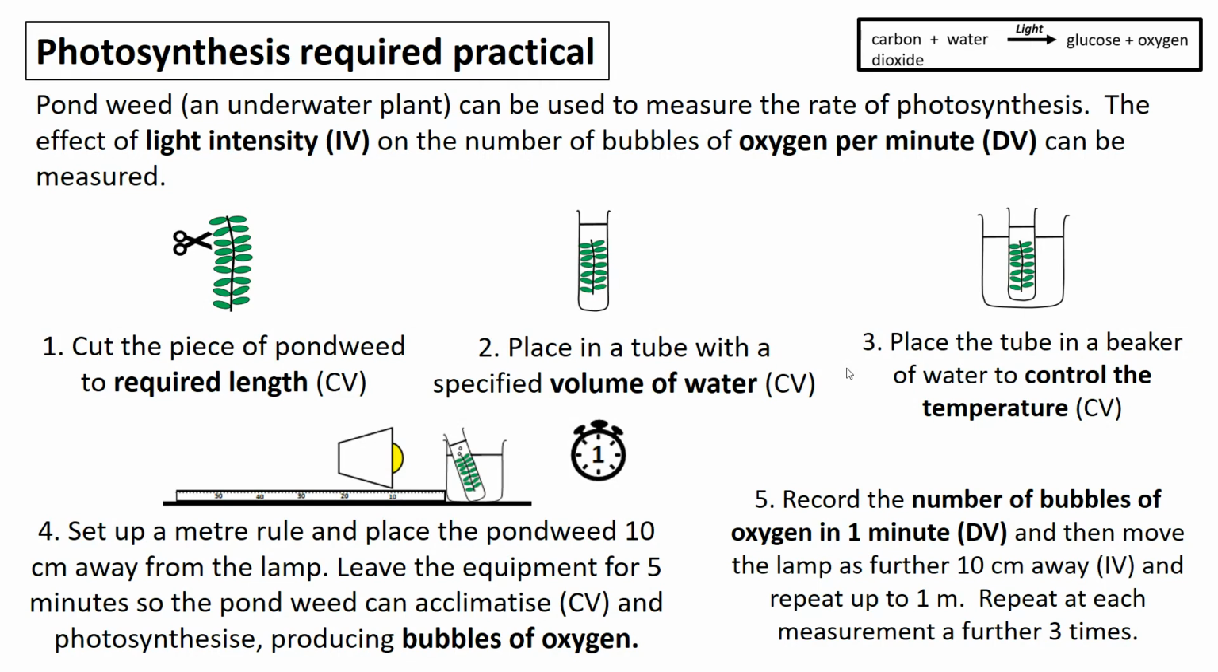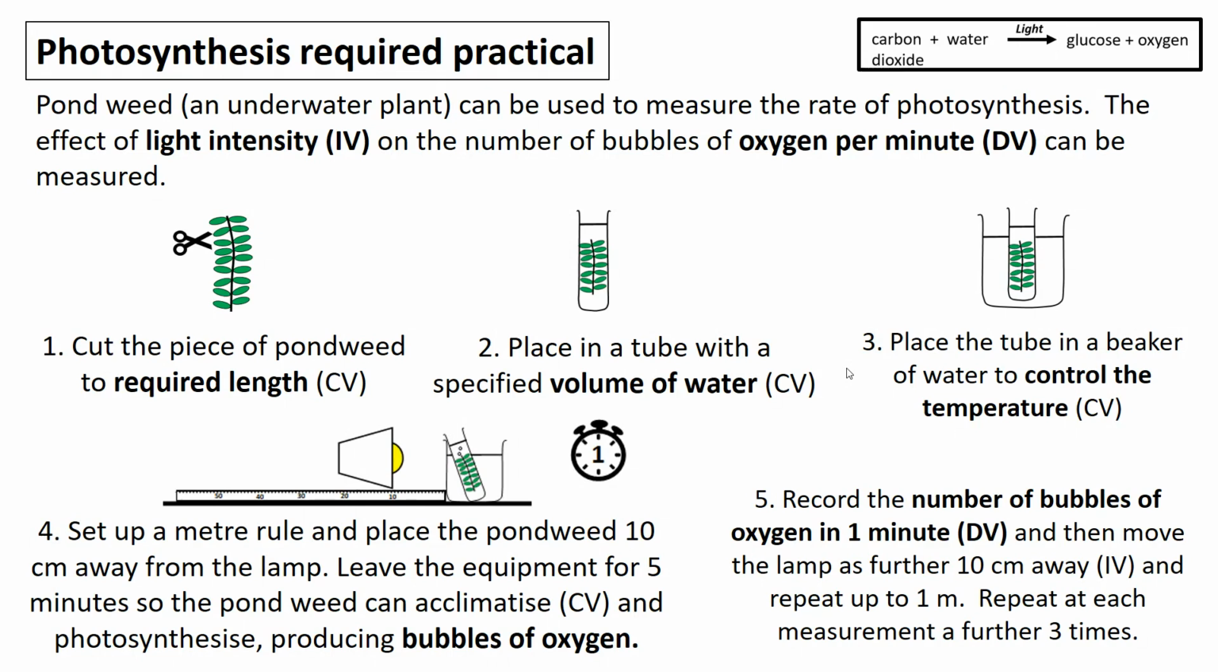Then first of all, you'd put your lamp a set distance away. So you'd set up a meter rule next to your beaker and place the pondweed around 10 centimetres away from the lamp just to start with. Leave it for 5 minutes to acclimatise and get used to the light intensity, and then start recording your data. So you record the number of bubbles of oxygen, for example, in 1 minute. That would be a dependent variable.